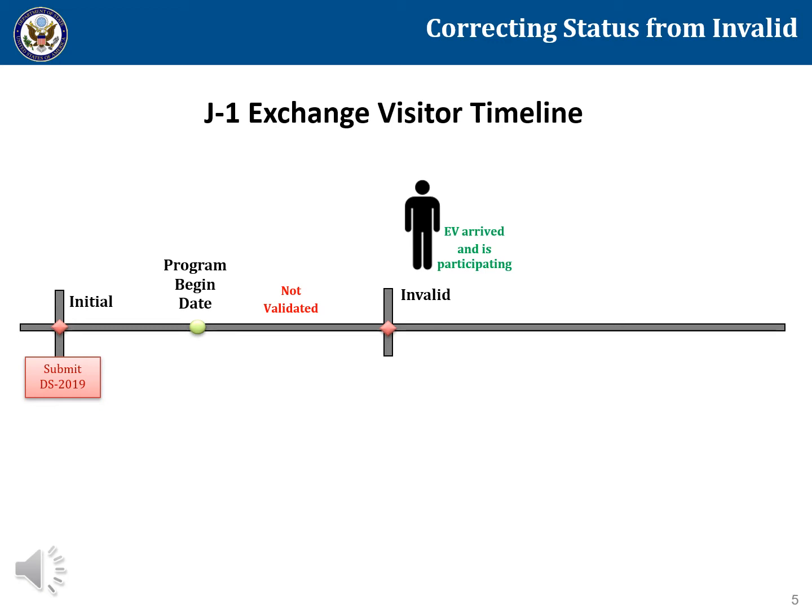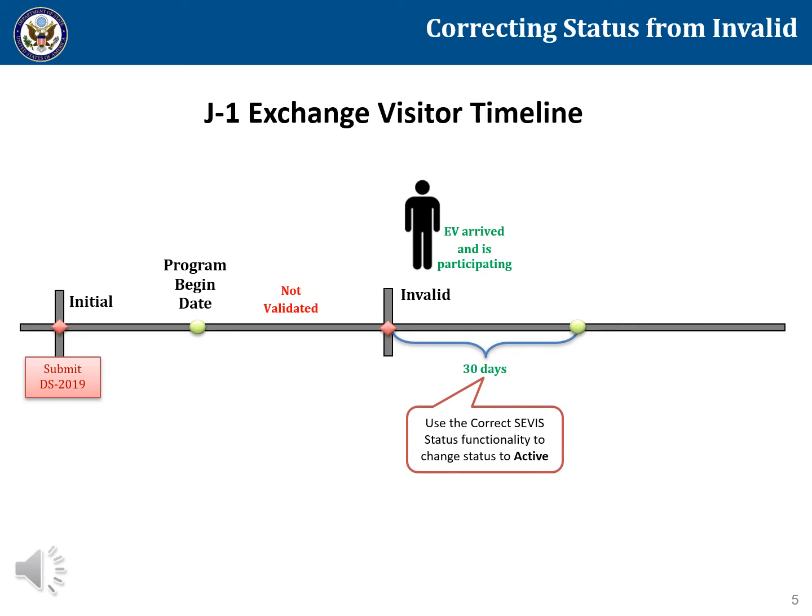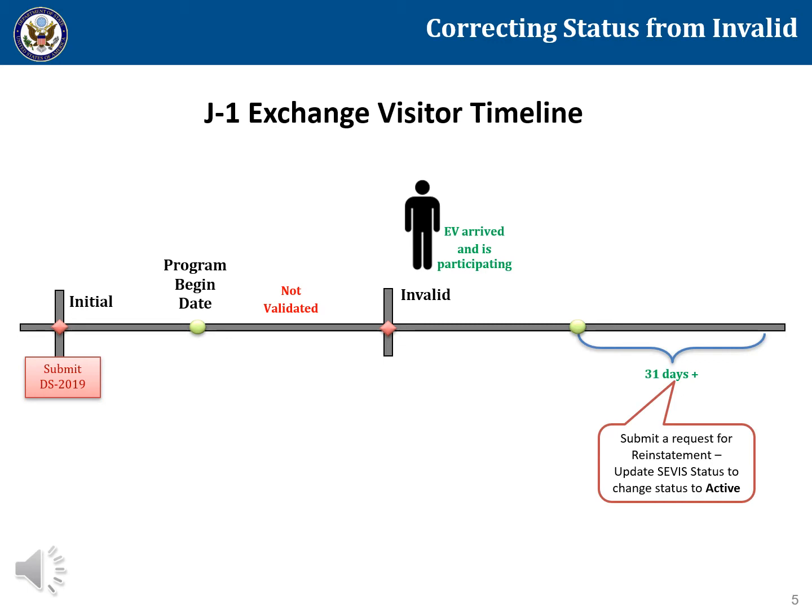You can use the correct SEVIS status functionality to change the status from invalid to active within 30 days of the status change. If more than 30 days has passed, you will need to submit a reinstatement update SEVIS status request. This option requires payment of a non-refundable fee, supporting documentation, and review by the Department of State.